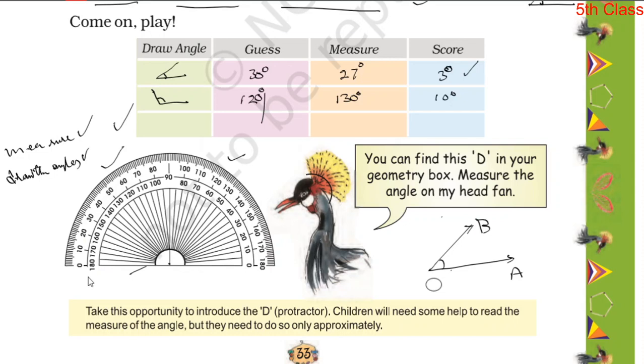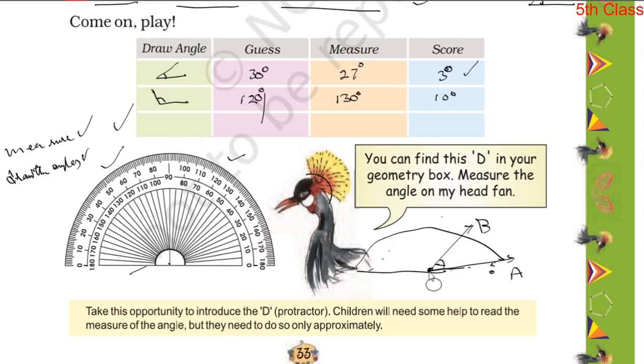What are the two things we should remember? The line should coincide with the baseline of the protractor. Suppose you keep the protractor to measure the angle AOB. The baseline should coincide with here. Let us say this is the protractor. This is the center of the protractor and this is the zero to zero line of the protractor. We'll have the inner scale and outer scale.